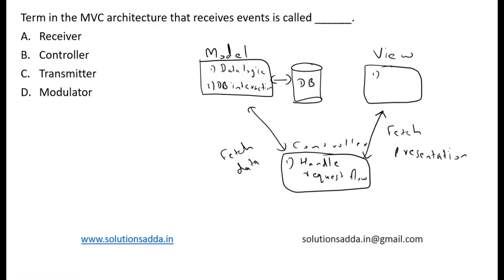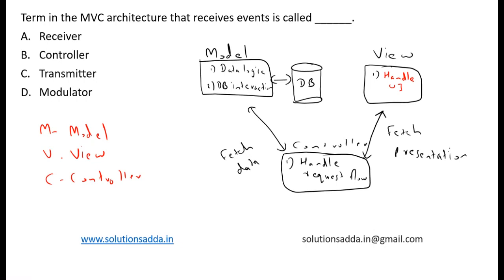This is a question from web technology. Term in the MVC architecture that receives event is called what? In MVC, M stands for model and V stands for view and C stands for controller. So model, it handles the data logic, it involves DB interaction. View, it handles presentation, that is the views, handle the UI and it can be dynamically rendered. And controller, it handles the request flow.